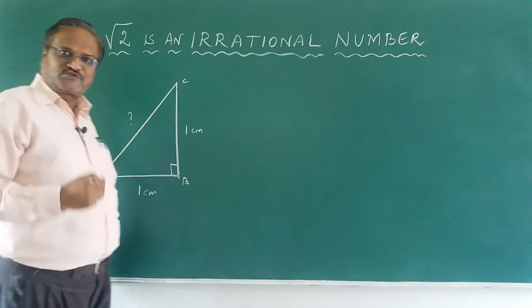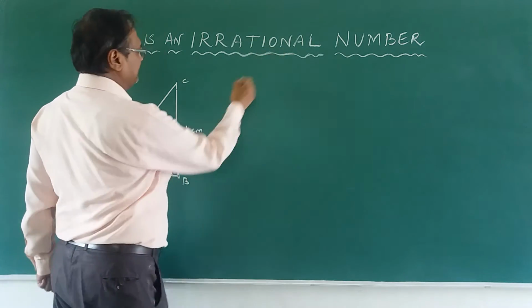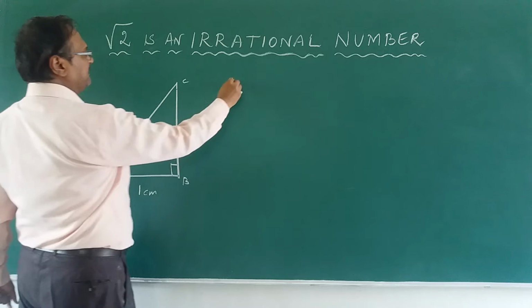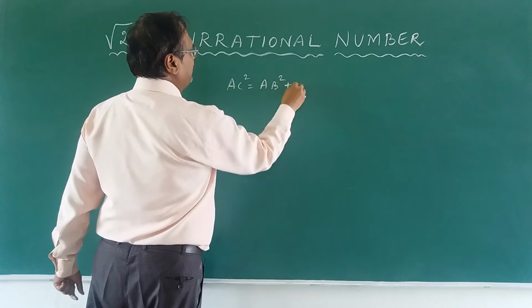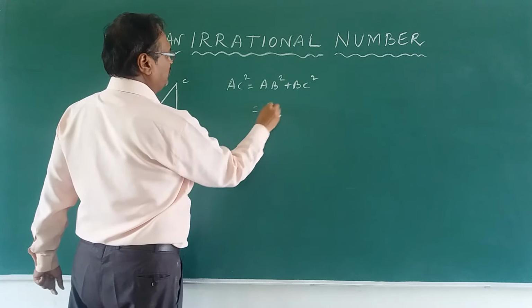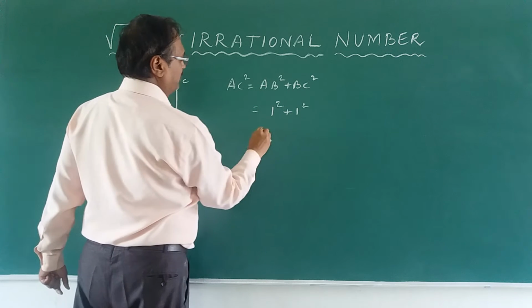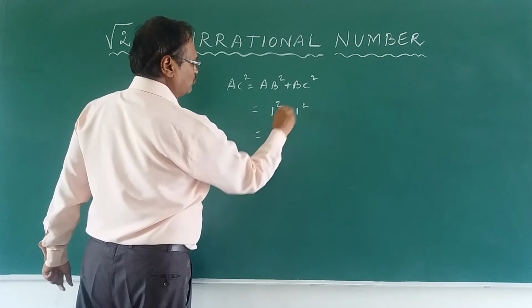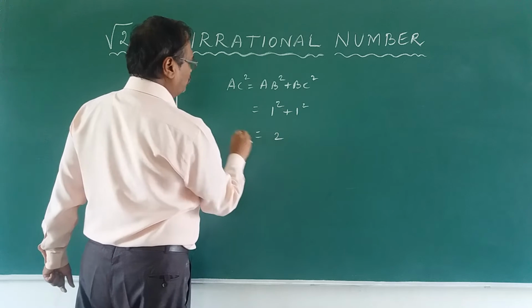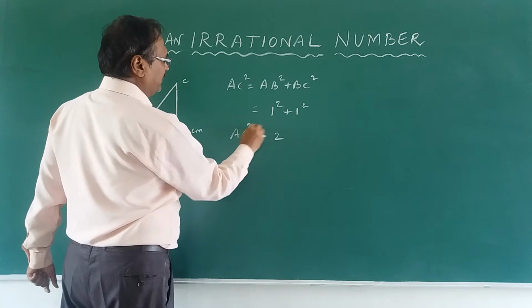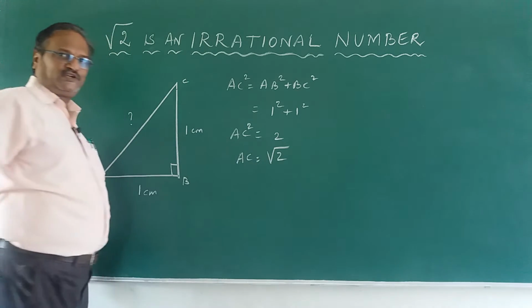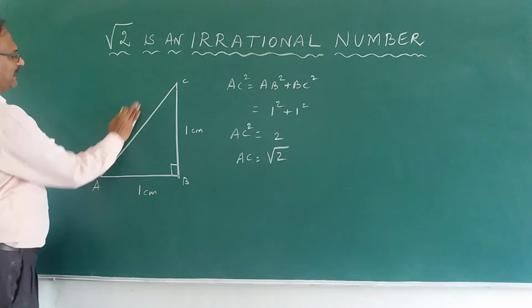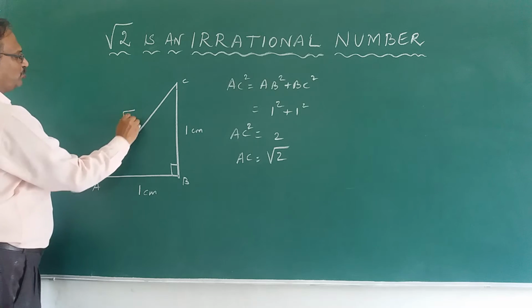We know Pythagoras theorem. Using Pythagoras theorem, we say AC square is equal to AB square plus BC square, which is equal to 1 square plus 1 square. That is 1 plus 1, which is equal to 2. That is AC square. So AC is equal to under root 2. So you will find that the hypotenuse is root 2.